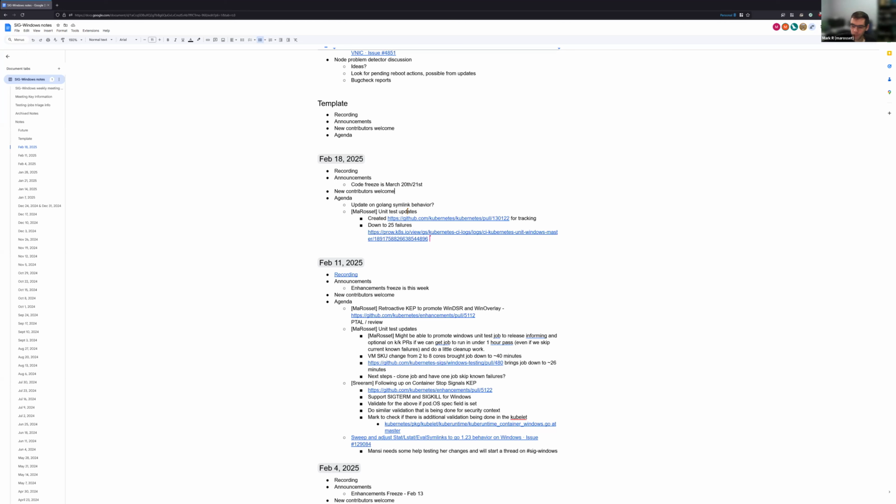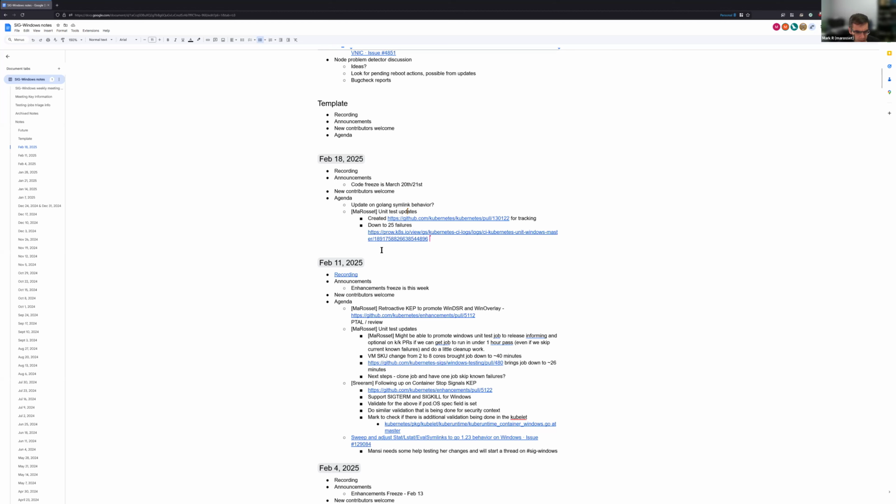And then for new folks here, test freeze is usually the week after. I'm pretty sure it is for this release too. Yep. All right, so we'll give a few moments for any new contributors, but I don't think I see anyone who is new. So I think we can just move to the next topic on the agenda, which is the update on Golang symlink behavior. Not sure who put this.